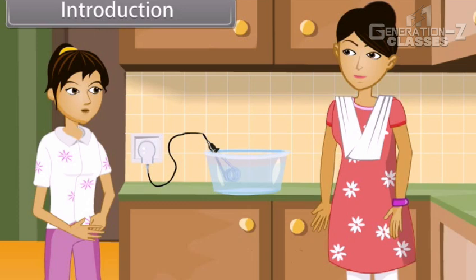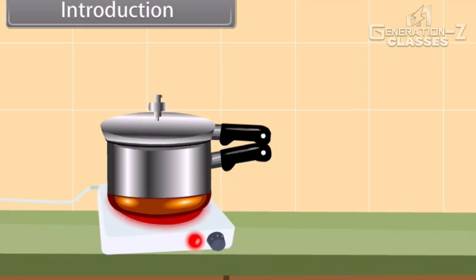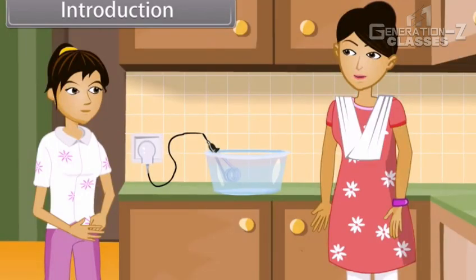How can electricity heat water or cook food, such as in an electric cooker that you use to cook rice? This is all because of the heating effect of electricity. Let me explain this to you.